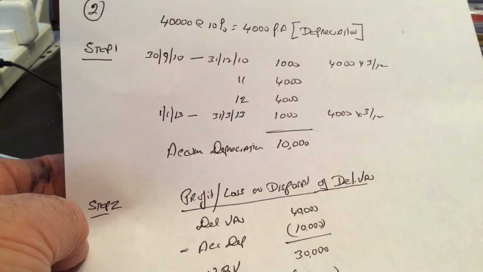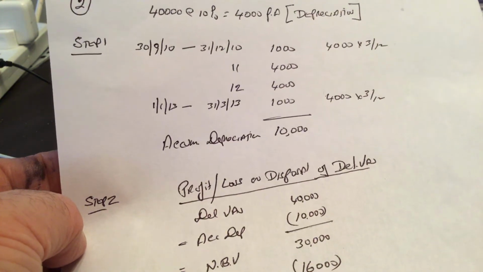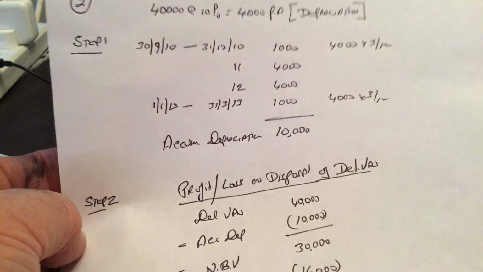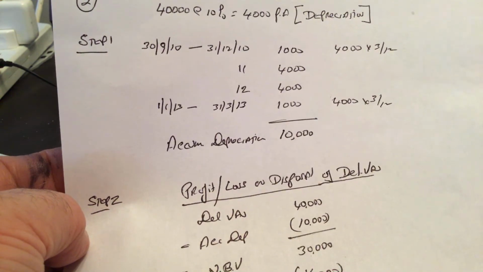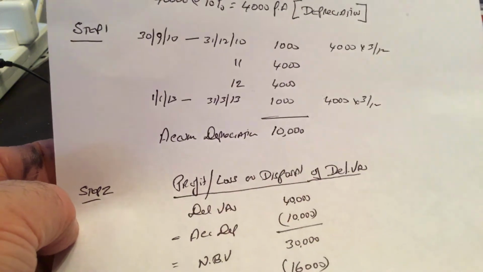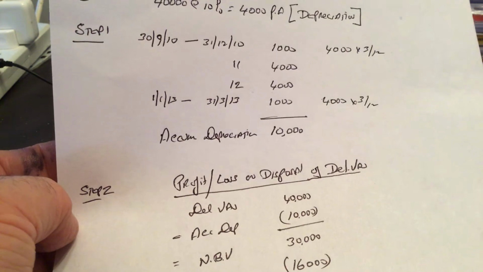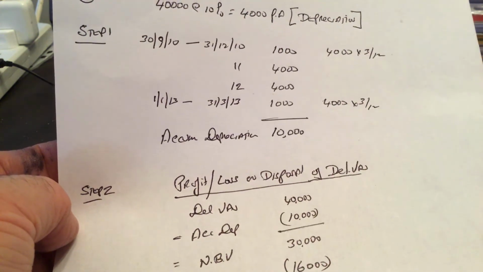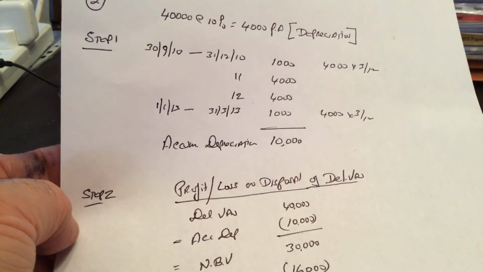We bought it on the 30th of the 9th and we got rid of it on the 31st of the 3rd, 2013. So in the first year we had it for 3 months. In the second year, 2011, we had it for 12 months, 2012 for 12 months and 2013 for 3 months. Hence the 3 over 12. And the accumulated depreciation was 10,000. So we bought it for 40,000 and we had depreciated it from the date of purchase to date of sale by 10,000.